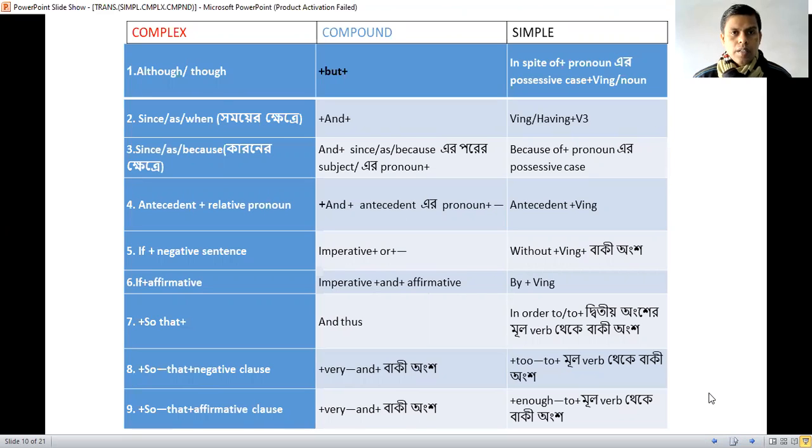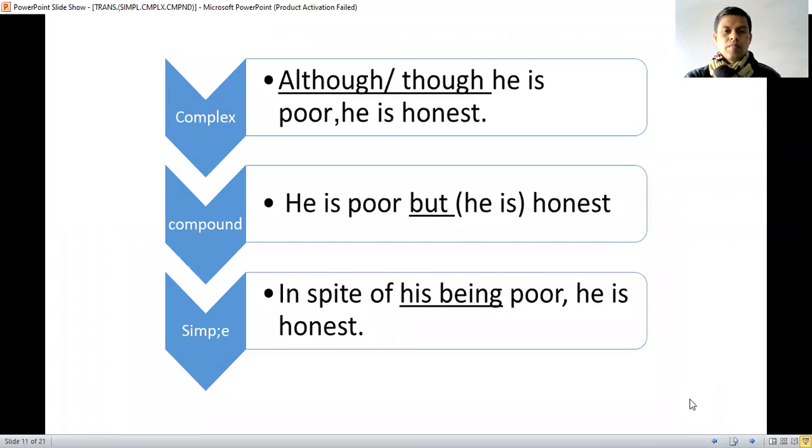Then rule number 2: since, as, or when. If there is since, as, or when in a complex sentence, to convert it into compound we use and, and to convert it into simple we use verb plus ing or having, then verb 3, that means past participle form. Follow this type of example.